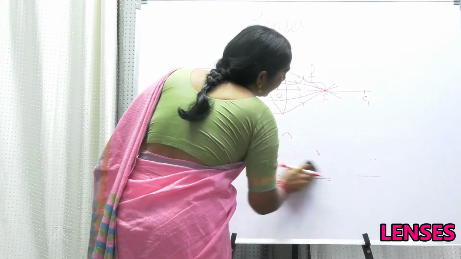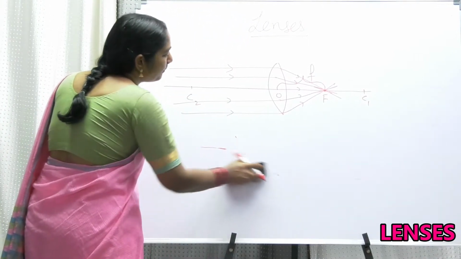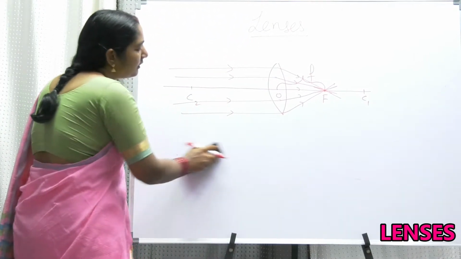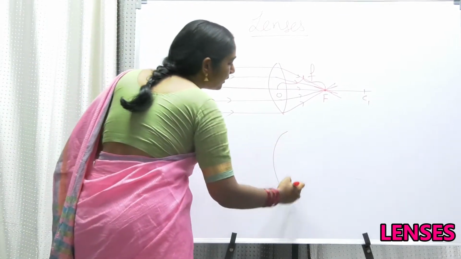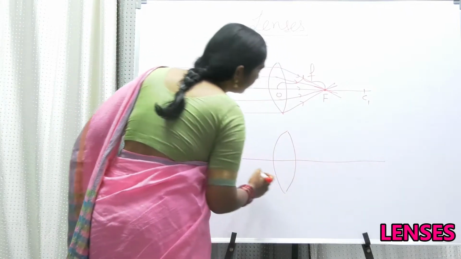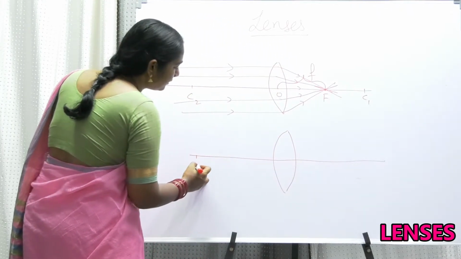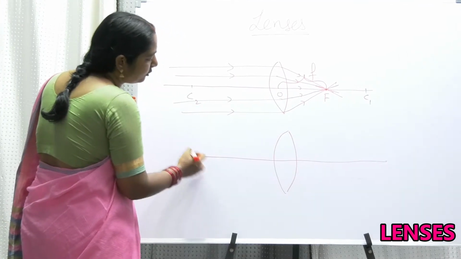What are the rules that we have to follow when we are drawing a diagram? If we are taking a point source, that means if you are taking a convex lens and a principal axis like this, and you have the center, you are having a point source here. That means the object is a point object here.